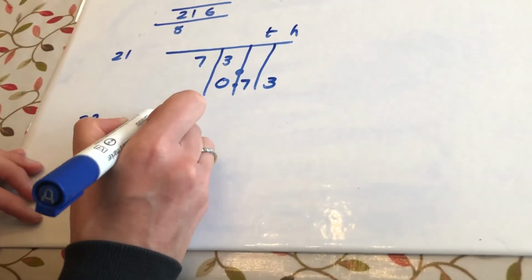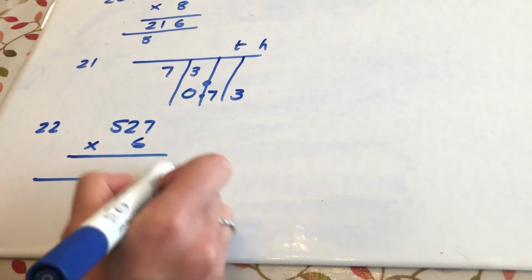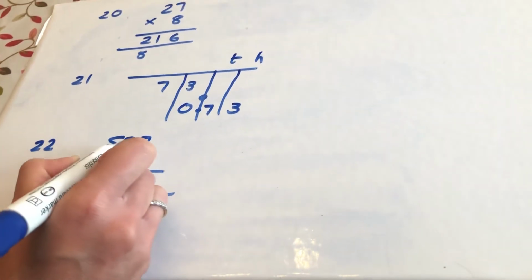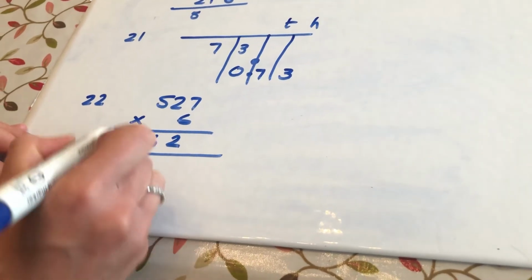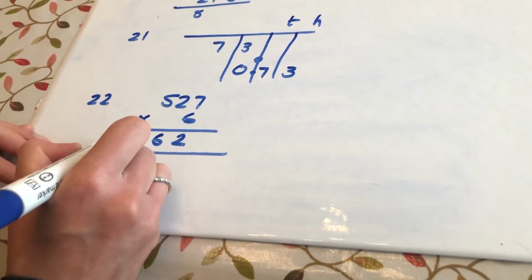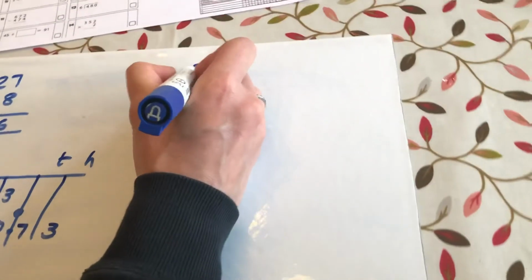Question 22, 527 times by 6. 6 sevens are 42. 2 times 6 is 12 and add 4 is 16. 5 times 6 is 30 and add the 1, 31. 3,162.